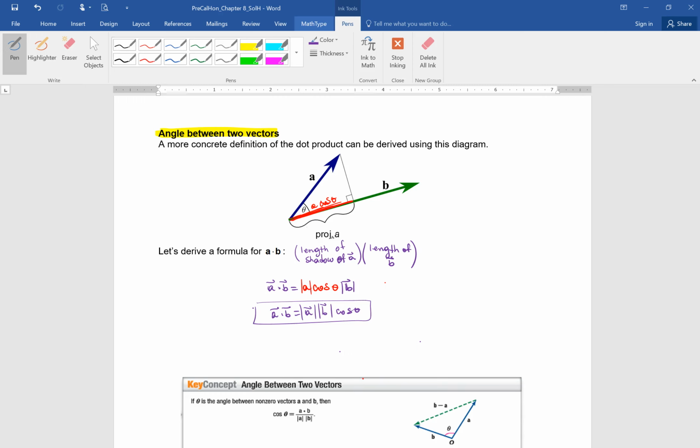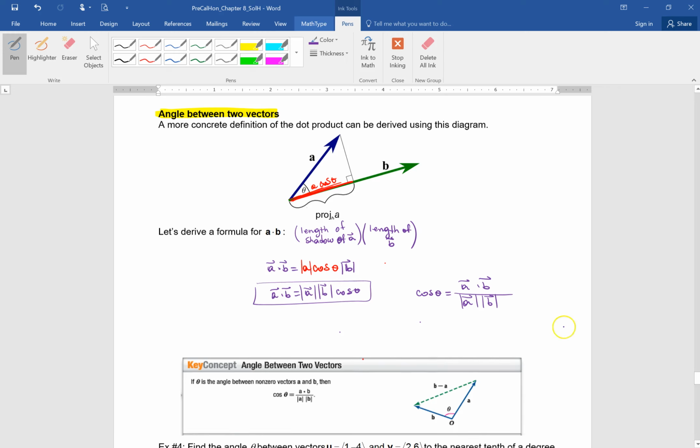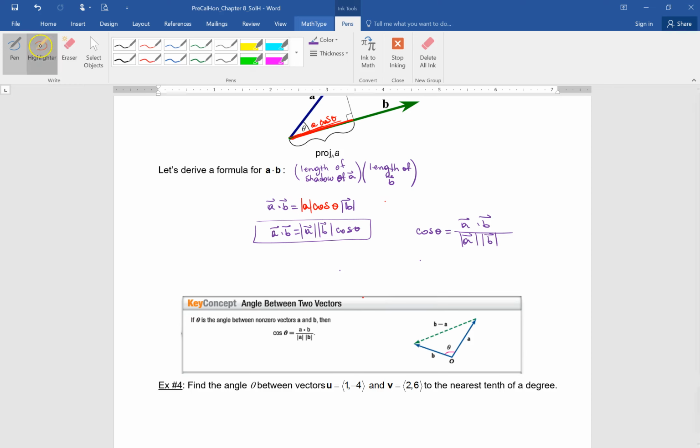Now, can we solve this for the cosine of theta? Cosine of theta is A dot B divided by the magnitude of A times the magnitude of B. And with that, you can find the angle between any two vectors. It's very elegantly presented here.